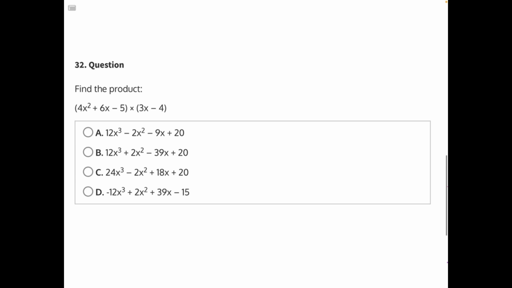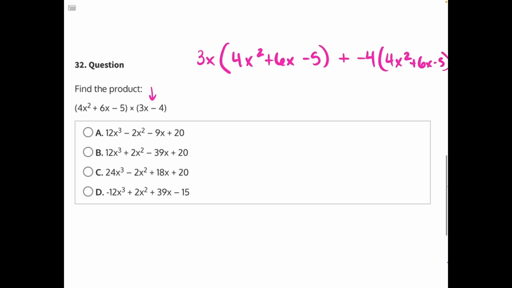You could set it up like the distributive property, where you split the binomial into two pieces: 3x times the entire polynomial, 4x squared plus 6x minus 5, and then add that to the second half of the binomial, multiplied once again by the entire trinomial. Then you would distribute 3x into every value inside the parentheses and distribute -4 into all the values in the parentheses, and then combine like terms until you got one of these answers.